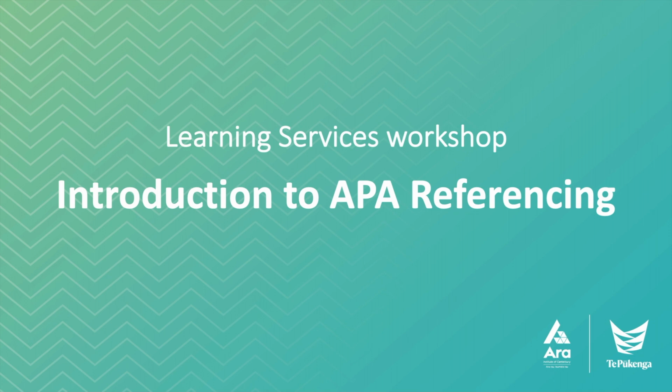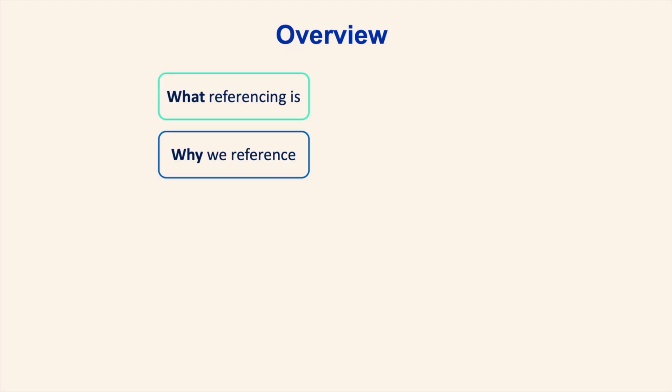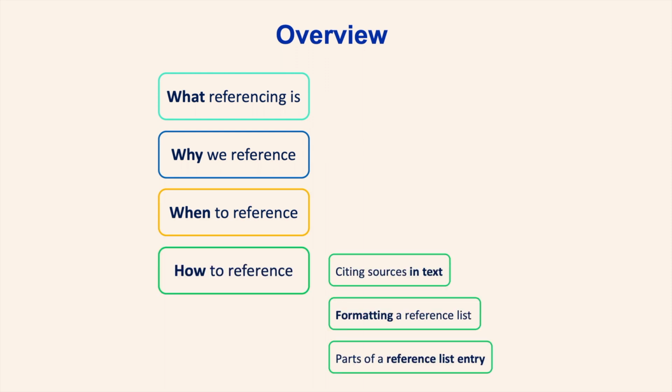Kia ora, malo lele. This workshop will introduce you to the basics of APA referencing, so you can use it in your academic writing assessments. The workshop will explain what referencing is, why and when we use it, and how to create different types of references. If you're new to referencing, the whole workshop will be useful. However, if you already have some referencing knowledge, you can use the timestamps to go straight to the section you need. Throughout the workshop, if you need more time to read the information, just pause the video at any stage.